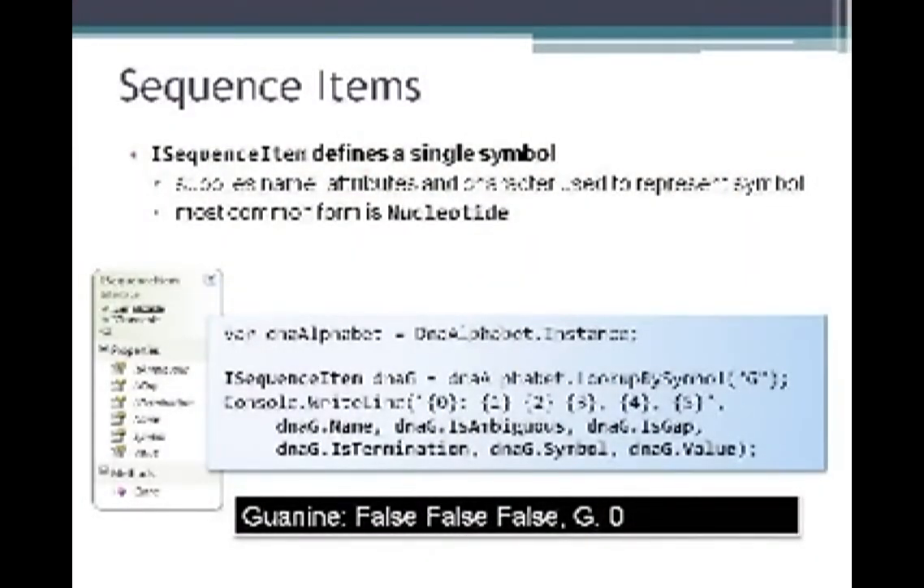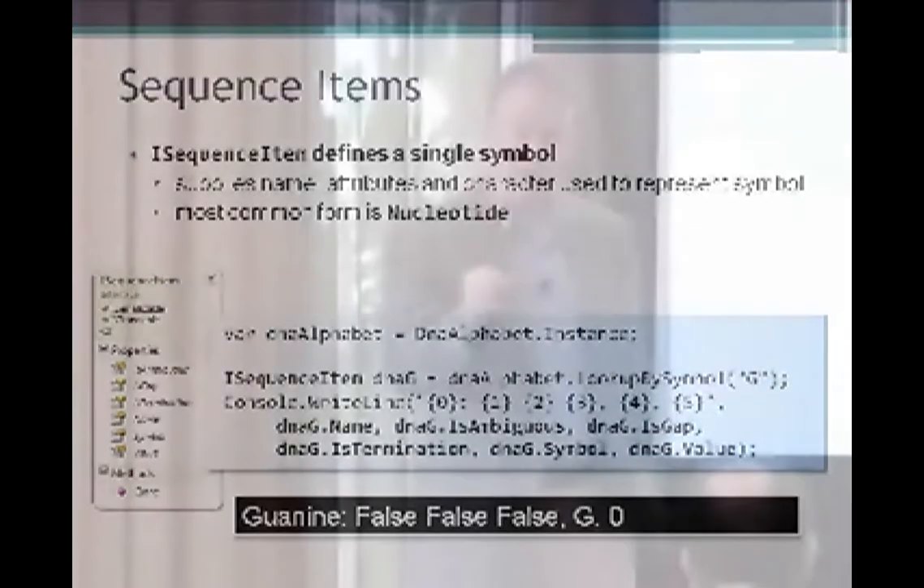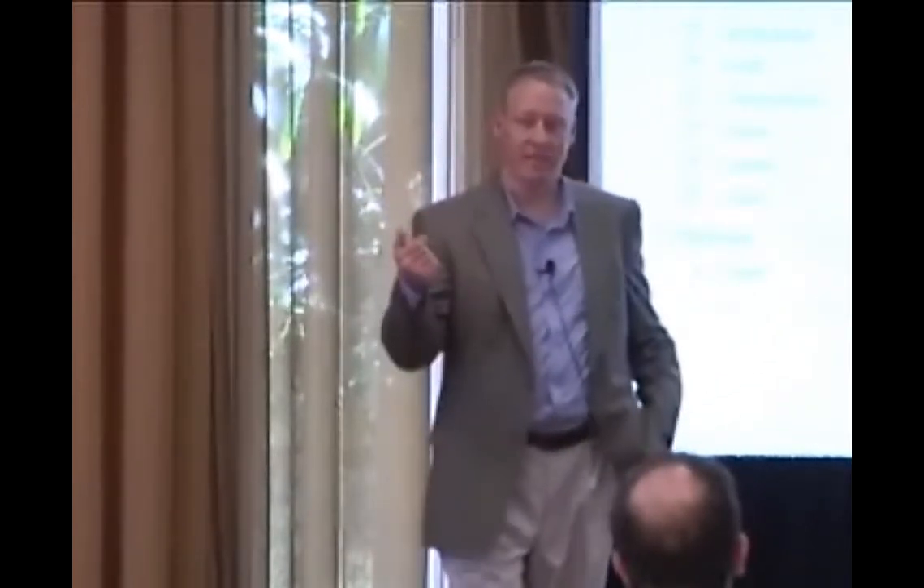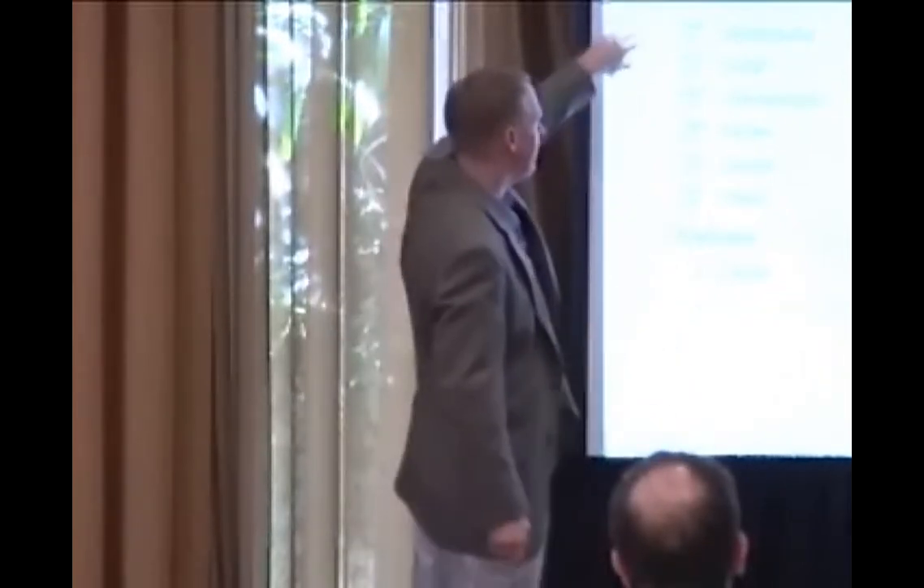So that brings us to the sequence items. You saw that the alphabet itself has a bunch of sequence items in it. This is really one of the core interfaces in the framework because it represents a single, typically nucleotide piece of data. Okay? And so with a sequence item, I can, as an example, look at its name, determine some various properties about it. Is it ambiguous? Is it a gap? Is it a terminator? And then I can get its symbol and its value. Okay? All of these are part of the actual iSequenceItem interface itself. That's what we're enumerating when we walk through that alphabet and pull the data.